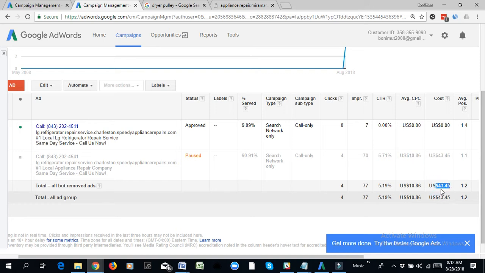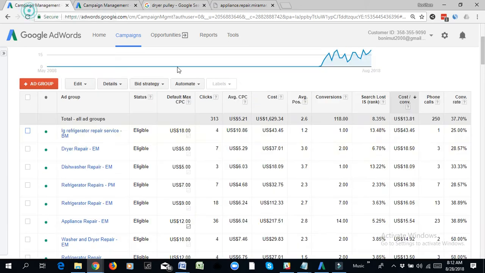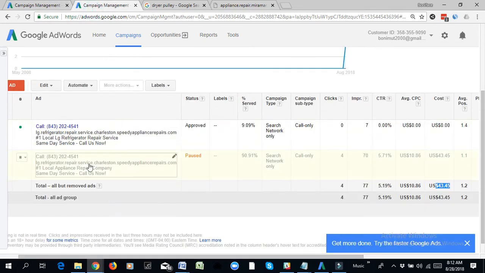This cost, 43.45. If we come here, what we see here is the same. The cost here and the cost per conversion are the same here. So that's the reason for this. This is the ad that gave us that cost and that high cost per conversion. So since we paused it, we're not going to have that problem anymore.